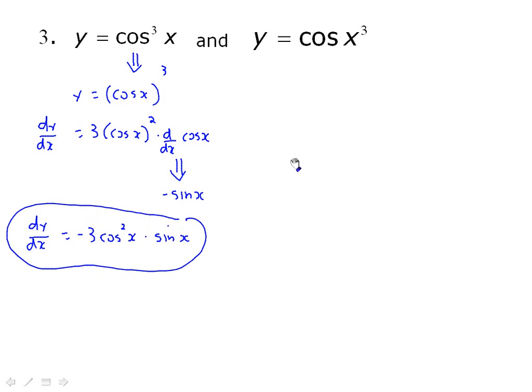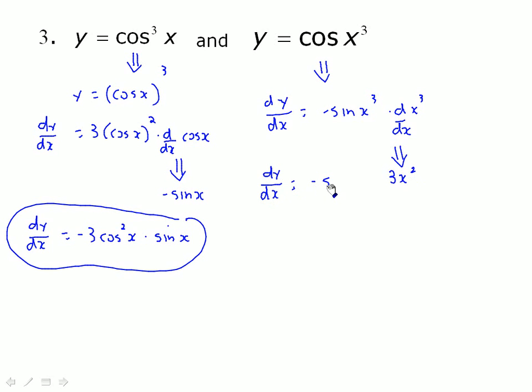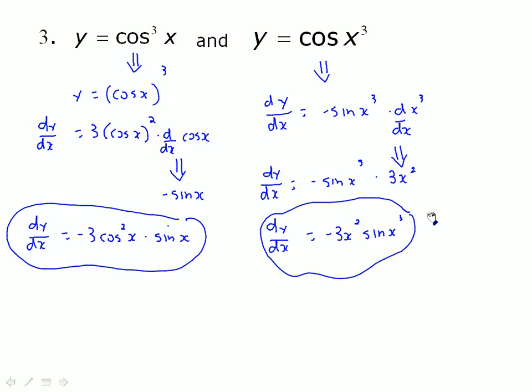Now that's a very different thing than this one, because in this case it's only the x that's being cubed. So dy dx is equal to the derivative of cos x cubed, which is negative sine x cubed, but we're multiplying by the derivative of x cubed with respect to x, which is 3x squared. So dy dx is equal to negative sine x cubed times 3x squared. Now keep in mind that is being multiplied, so this would in fact be negative 3x squared sine x cubed. So those are two very, very different expressions.